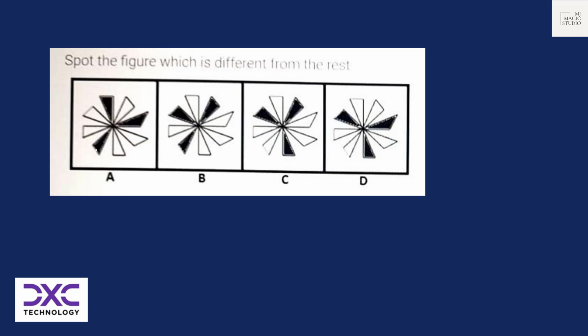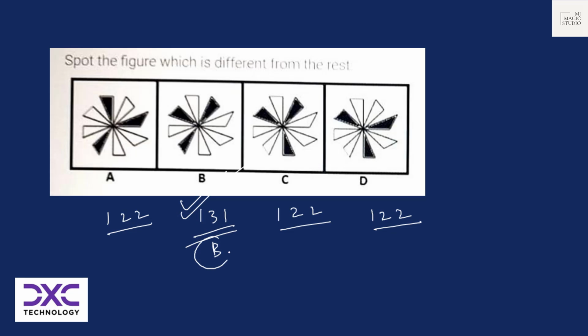Here we can see that between three colored petals, the difference is of the pattern 1, 2, 2. Here the difference is of pattern 1, 3, 1. Here it is 1, 2, 2. And here also we can see the pattern is 1, 2, 2. So we can see that in A, C, D, the pattern is the same. The difference between the color pattern is 1, 2, 2 number of petals, but in B it is 1, 3, 1. So B should be the odd one out.